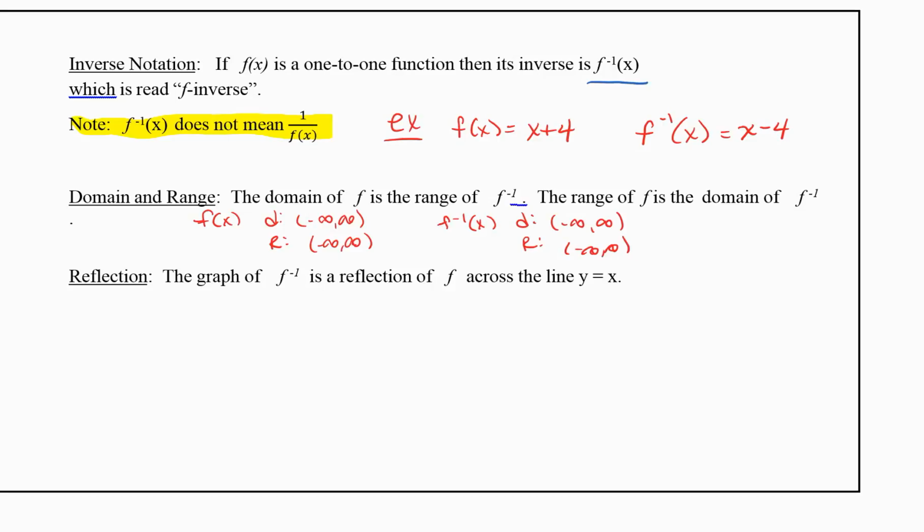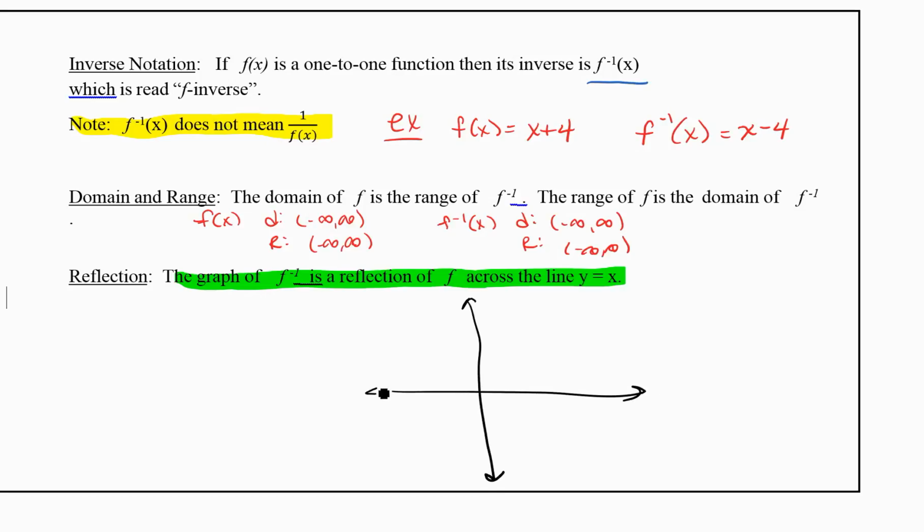Okay, and here's how we can talk about the graph. The graph of f inverse is a reflection of f across the line y equals x, okay? Let's look at the two functions we had here and see what that means. So we're first going to graph x plus 4, which we know is a line with y-intercept of 4. I'm going to go up 4 and slope of 1.